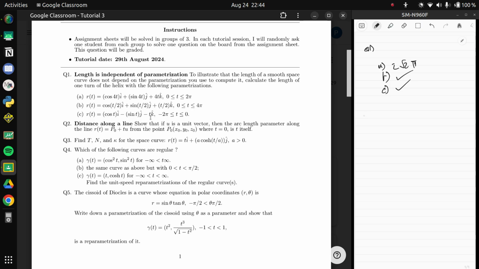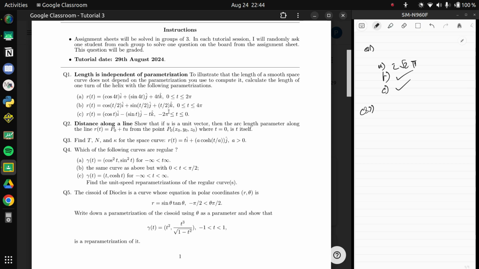All right. Question number 2: distance along the line. Show that if u is a unit vector, then the arc length parameter along the line r of t from the point p naught, where t equal to 0, is t itself.